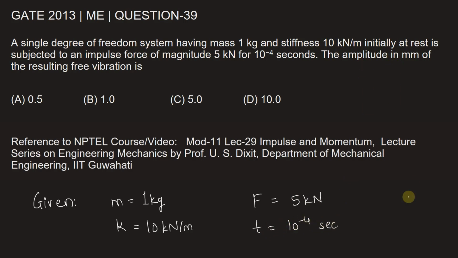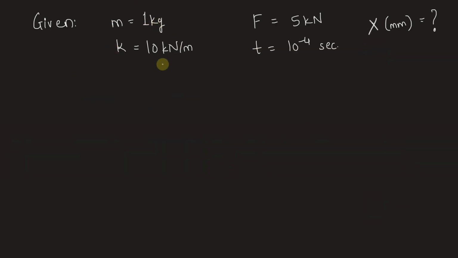And we need to find out amplitude or response x in millimeters of the resulting free vibration. So it's a free vibration, it is not a forced vibration. This is an initial impulse force for a very short time. So let's see how it will be calculated. Now in this single degree of freedom system, in order to calculate x, we need to use an equation in which x will be mentioned.